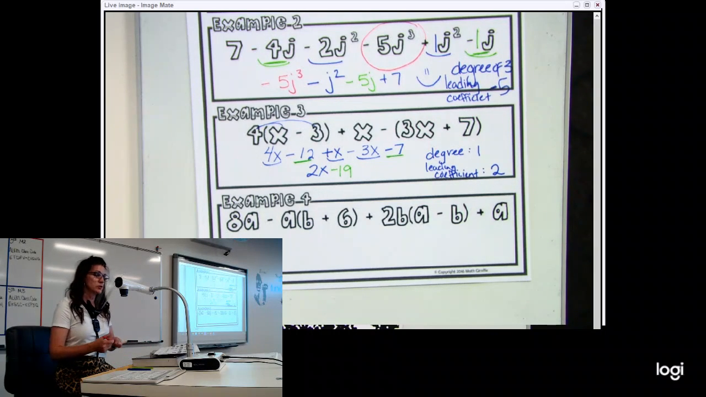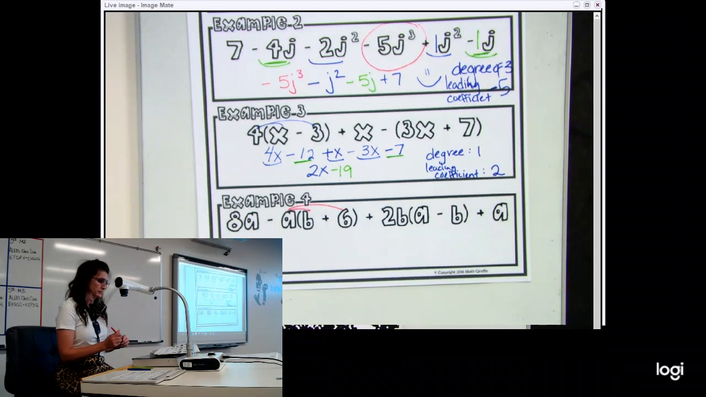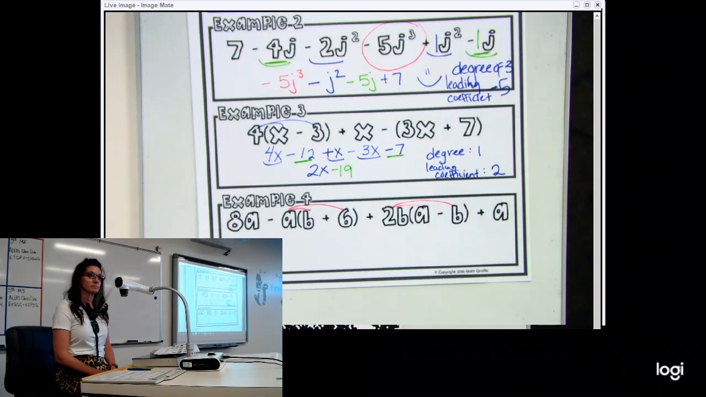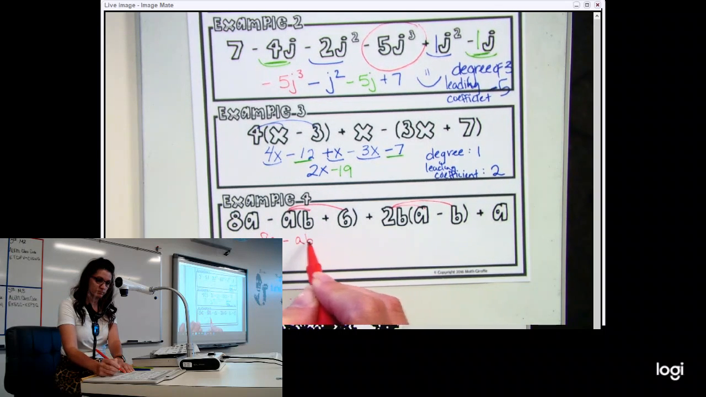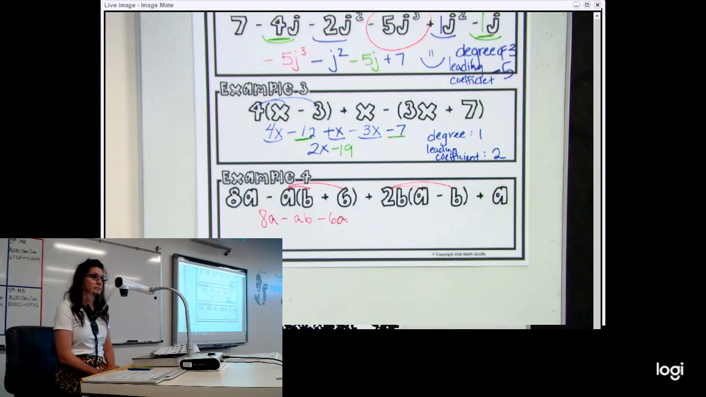Some of you might be stuck and not sure where to go. Check your work that far. Copy mine.